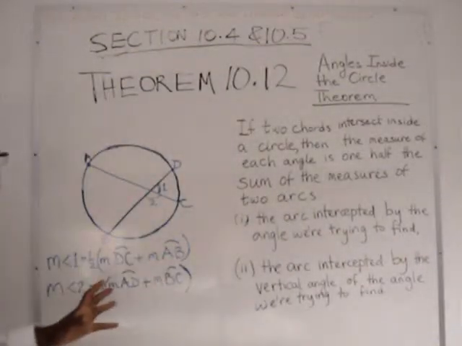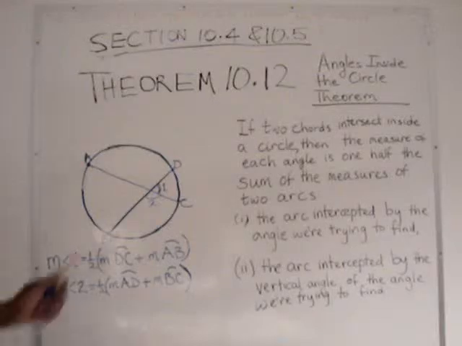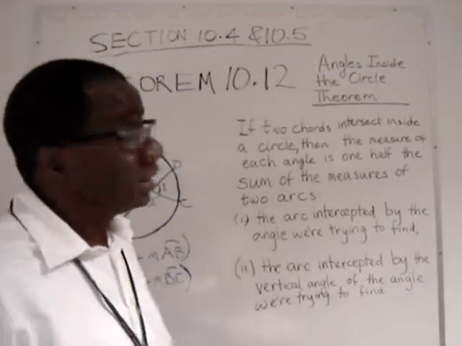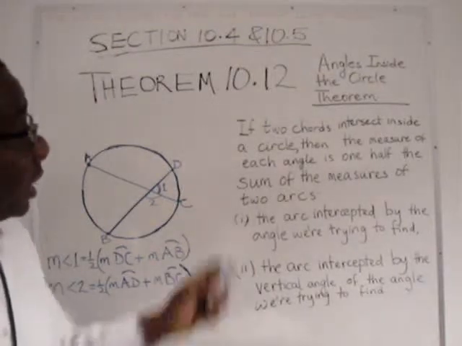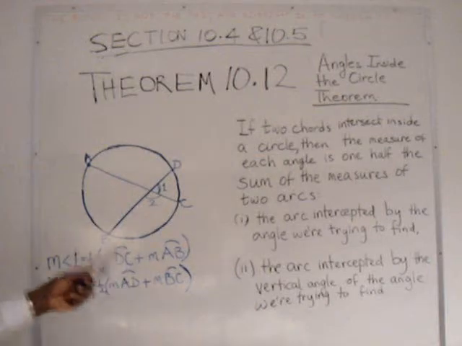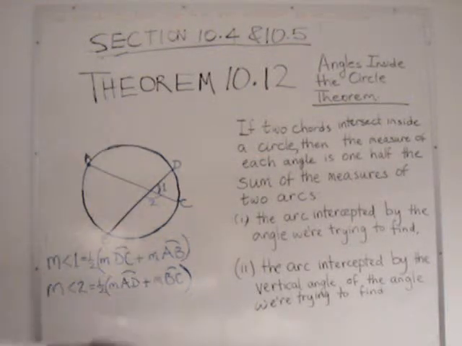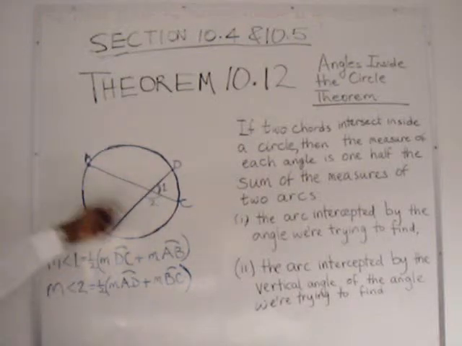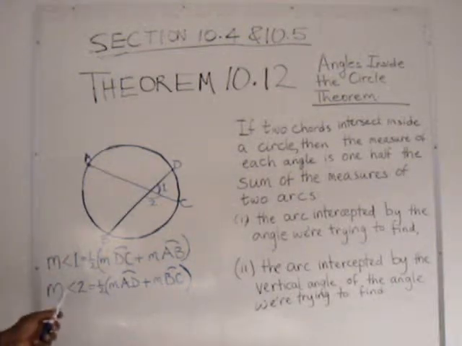Okay, Rachel, now let's take a look at theorem 10.12, called the angles inside the circle theorem. And what do they mean by that? Here you have a circle, and you have two chords, any old two chords.